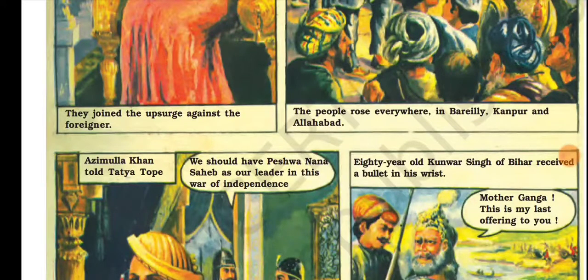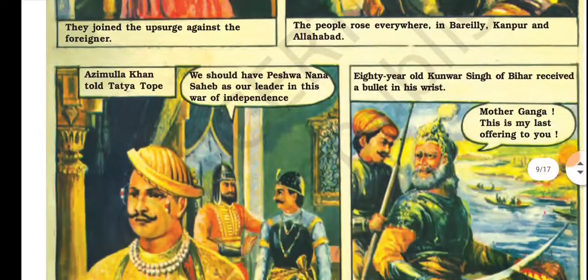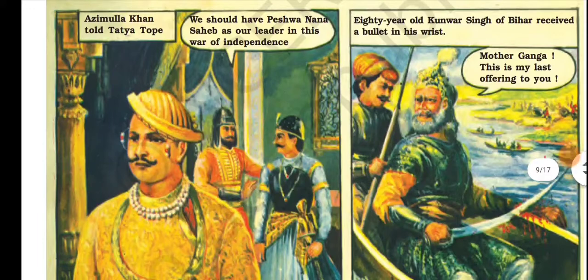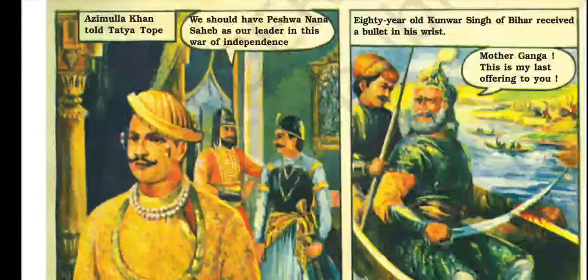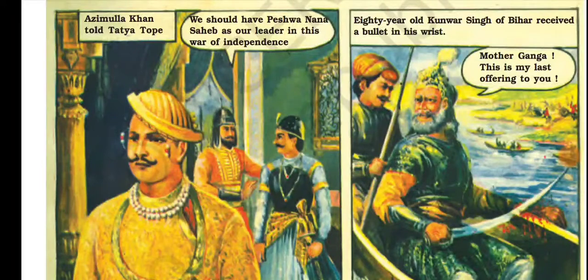The people rose everywhere in Bareilly, Kanpur, Allahabad. Azimullah Khan told Tatya Tope, we should have Peshwa Nana Sahib as a leader in this war of independence. Eighty-year-old Kunwar Singh of Bihar received a bullet in his wrist. Mother Ganga, this is my last offering to you. You see how the leaders got martyred. The leaders sacrificed their lives to give us the freedom.